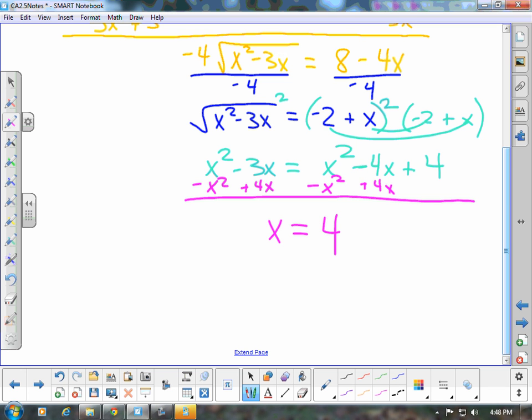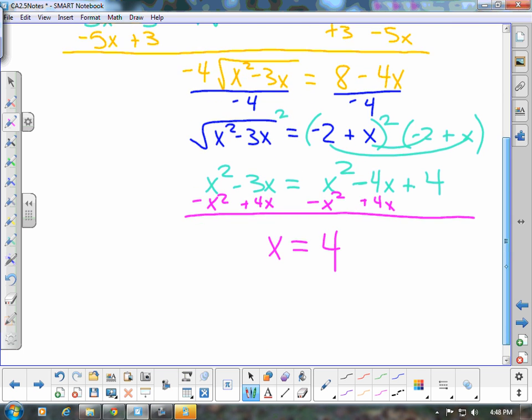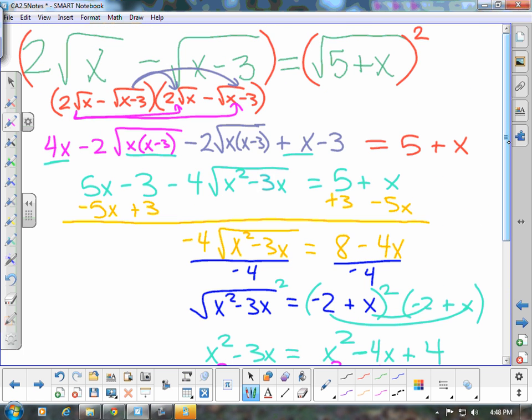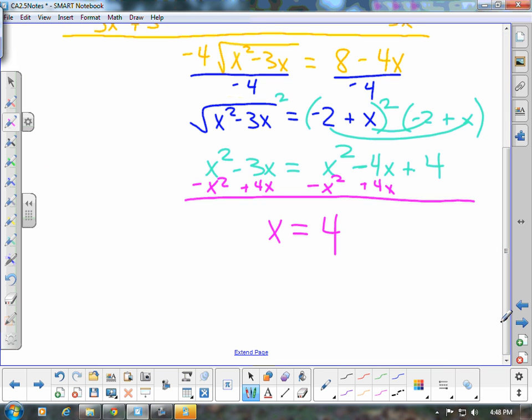Okay? And then that's your solution. Now, when you have a square root, understand that in your solution, when you have a square root of anything, the domain for this is everything that is greater than or equal to 0. And if you substitute 4 into that, that would be okay.